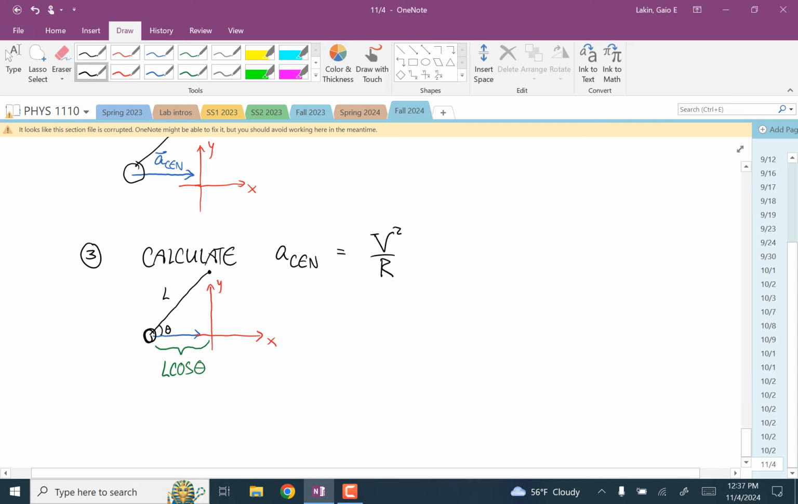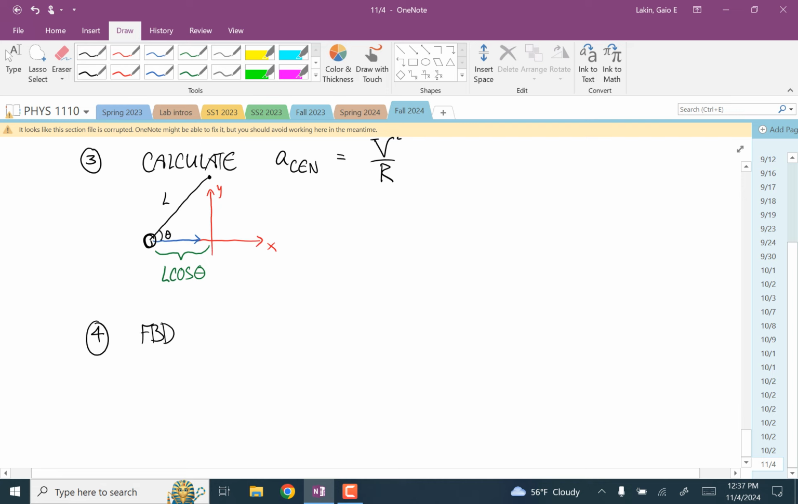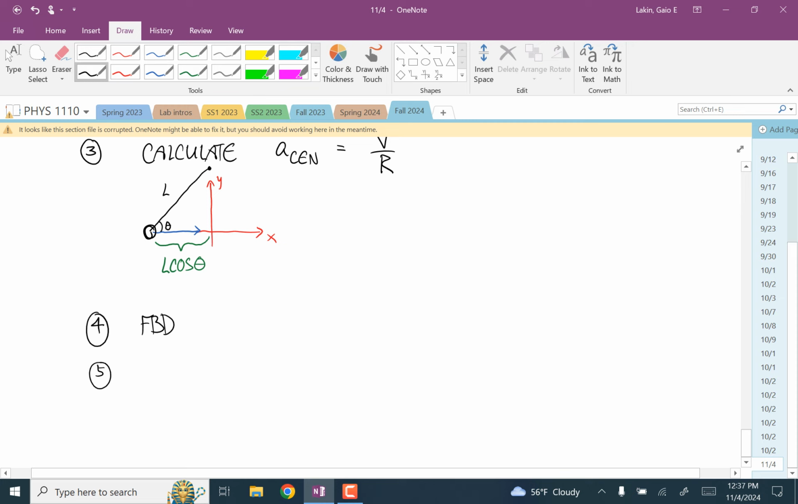Okay, and now you go on to the free body diagram and Newton's second law. And Newton's second law we're usually going to use to calculate the speed and the cable tension.